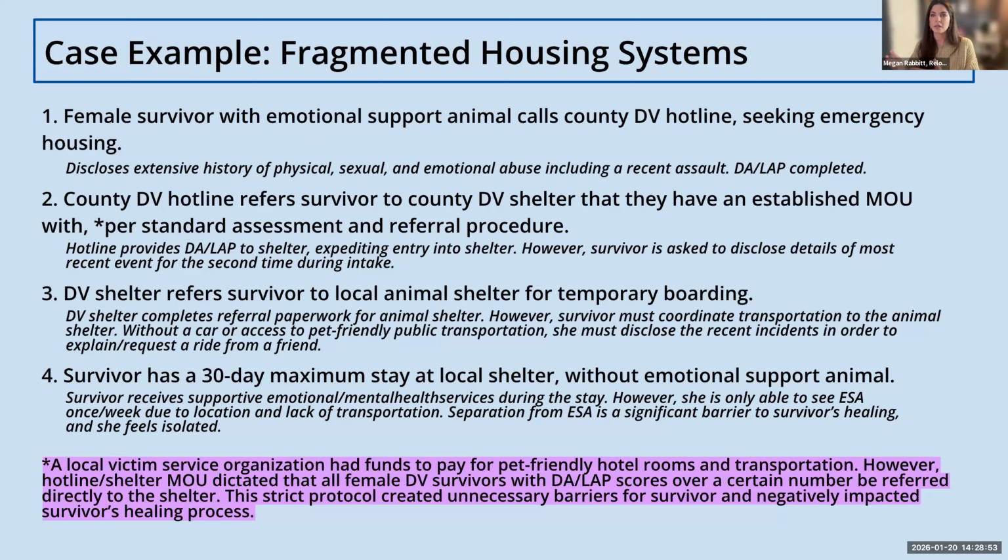So, what could have been something that would have been able to meet their needs, they would have been able to stay at a pet friendly hotel, they would have been able to be covered for transportation. The MOU dictated a process or a procedure that if the DV survivor scored over a certain number, then they had to be directed to the shelter bed. So again, well-intentioned process, but also the long term, if we look at the full picture as a victim service provider, we may have been able to foster healing a lot more quickly.